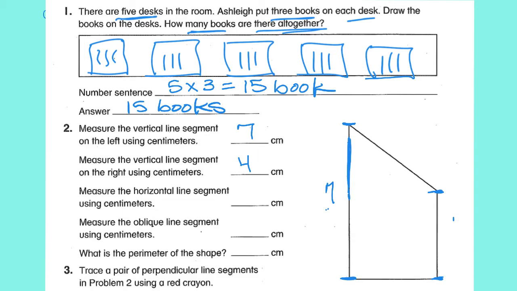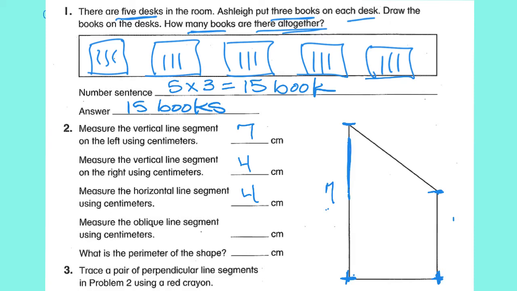The next one says measure the horizontal line segment using centimeters. So horizontal meaning side by side, from here to here. That measures to be 4 centimeters as well. Looks like the same distance from there to there and there to there.